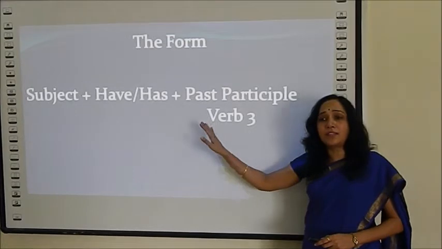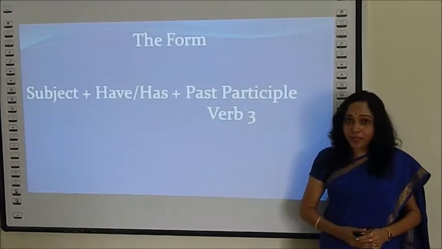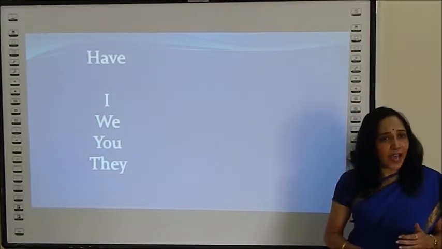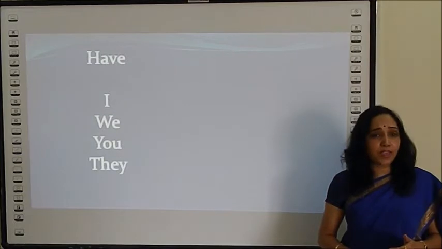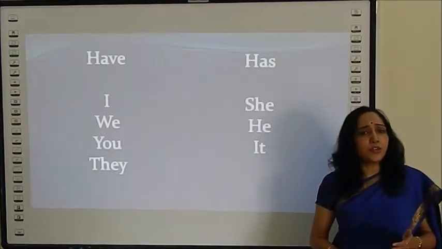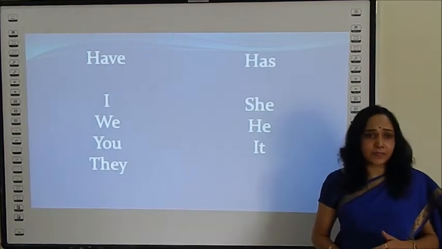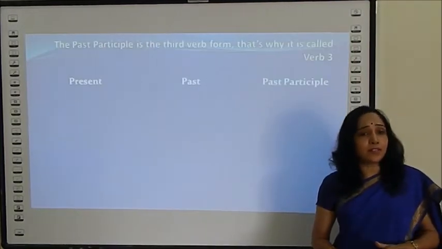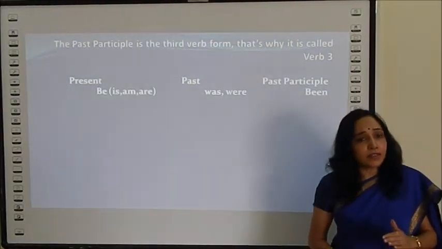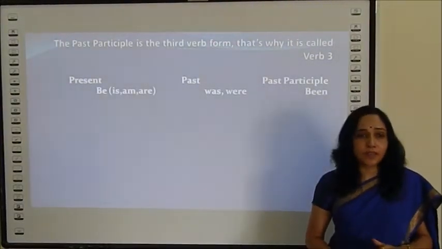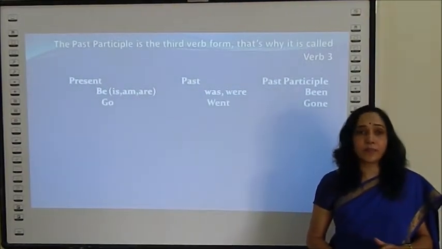The past participle, sometimes called verb 3. We use have with I, we, you and they, and we use has with he, she and it. The past participle is the third verb form. That is why it is called verb 3. For example, go, went, gone.